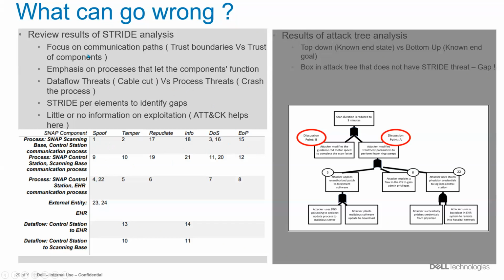But the message here is we need to focus on the communication paths, the trust boundaries, and not on the trust of the component itself. For example, if you're using scanning software, in the threat model we need to see, when the scanning software is sending data to the scanning machine or back to the EHR, how the trust of the data in that flow is maintained when it crosses boundary A, that is from an insecure network to a secure network or vice versa.